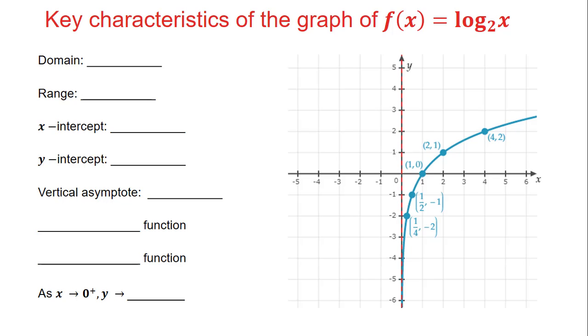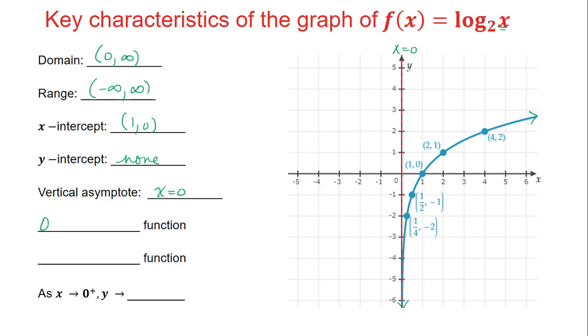So some key characteristics of the graph of f of x equals log to the base 2 of x. The domain is only 0 to infinity, right? We can only input positive values into the log function. But the range, since the graph extends infinitely down and up, is all real numbers, or -infinity to infinity. The x-intercept point is (1, 0). There is no y-intercept. It never crosses the y-axis. The vertical asymptote is the equation of the vertical line through 0, which is x equals 0.